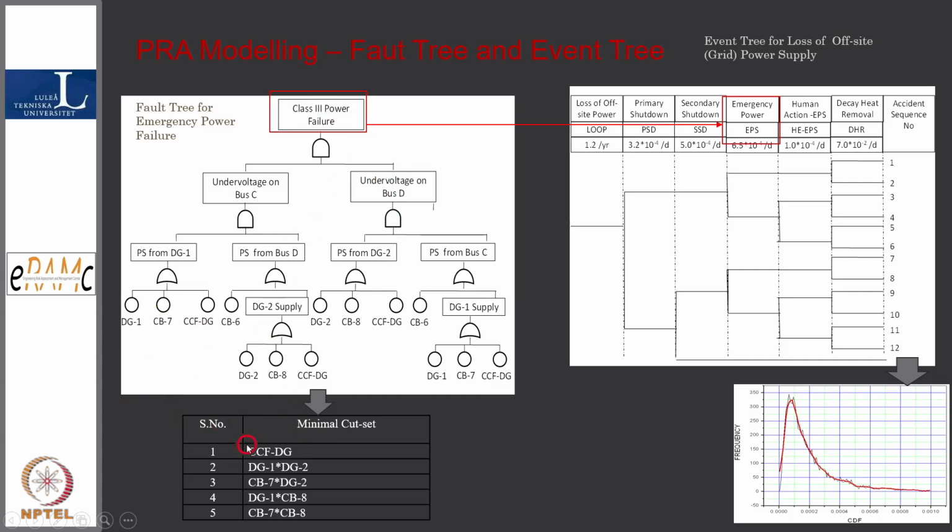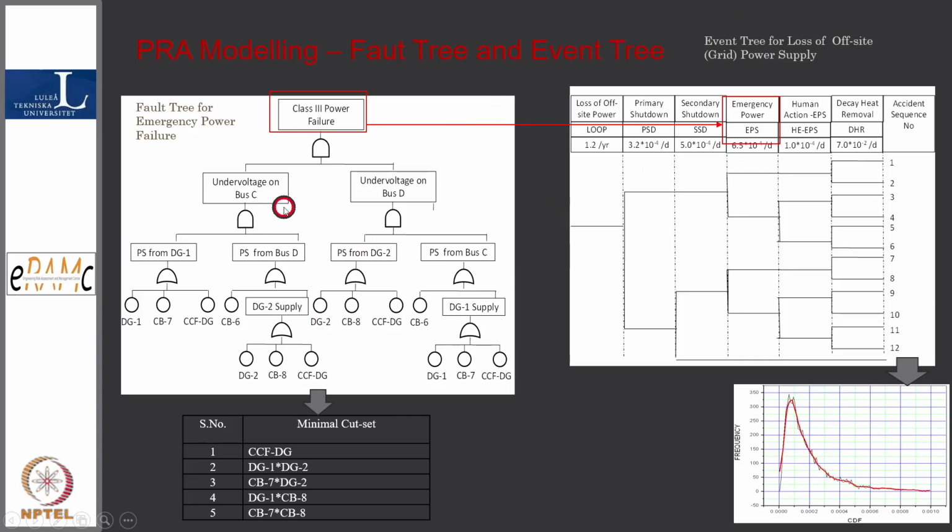If we operate on the Boolean logic, this fault tree can be reduced, and we can have a reduced fault tree, and you will find that the components are not repeating. The CCF DG will not repeat here. It will come into one place as a common cause failure. And then we have the event tree.